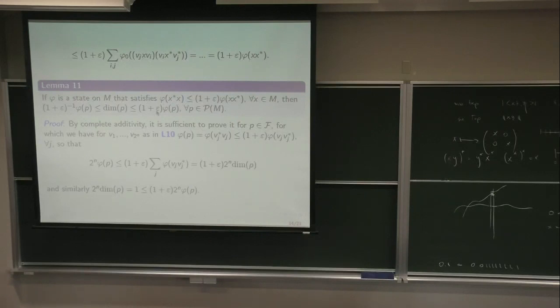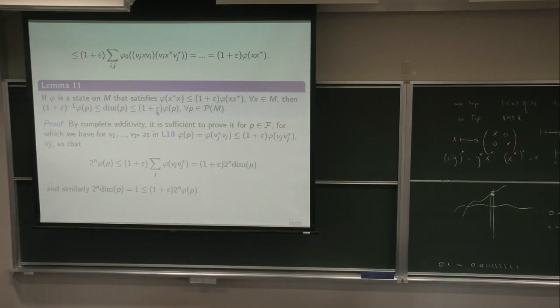So now, if phi is a state on M that satisfies this, then I want to prove that it satisfies this. Well, by complete additivity for all projections. I'm only requiring this for projections, of course, because this involves dim, and dim is only defined on projections so far. So by complete additivity, it's sufficient to prove it for projections in F.